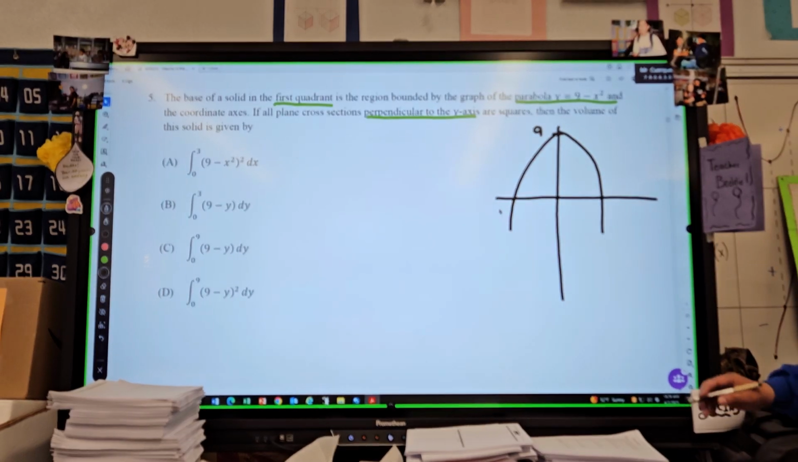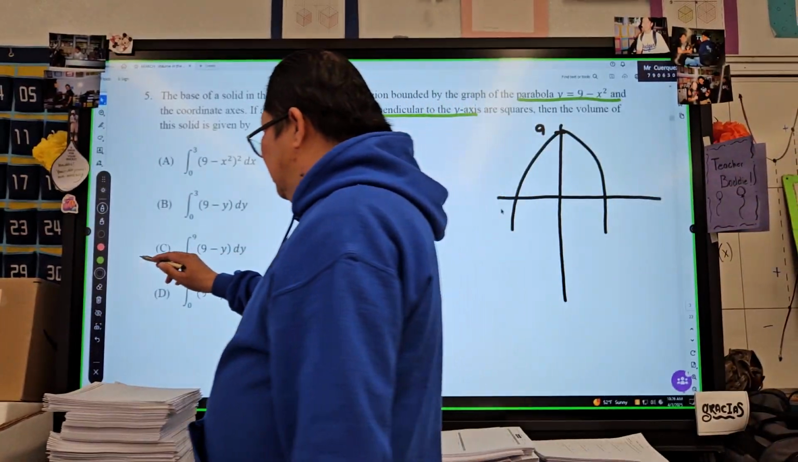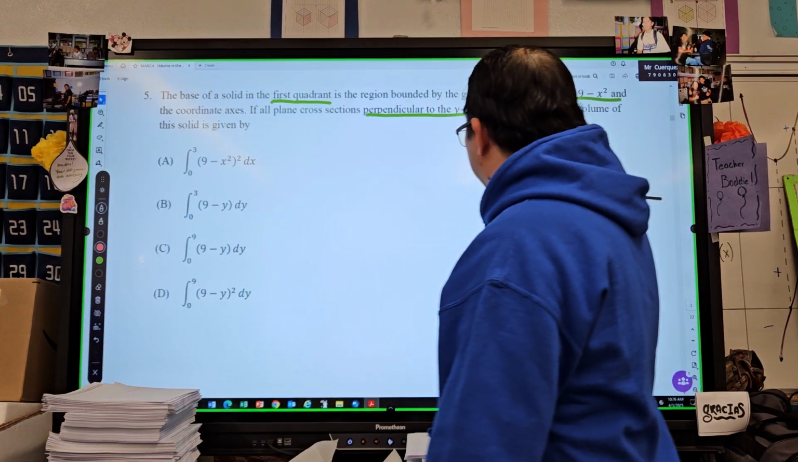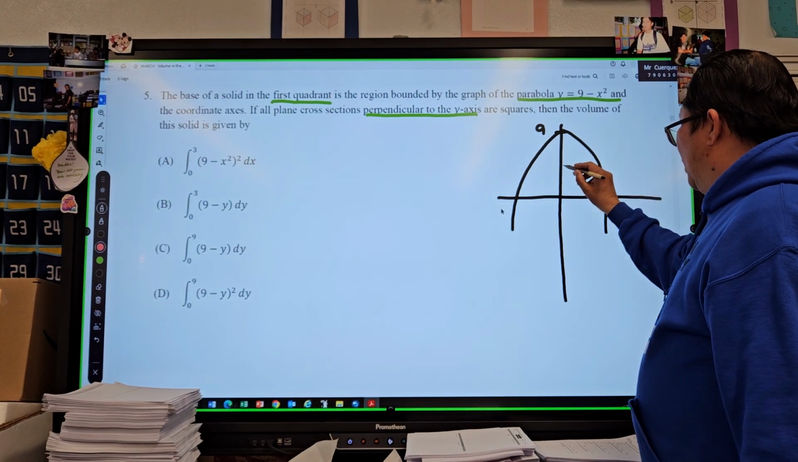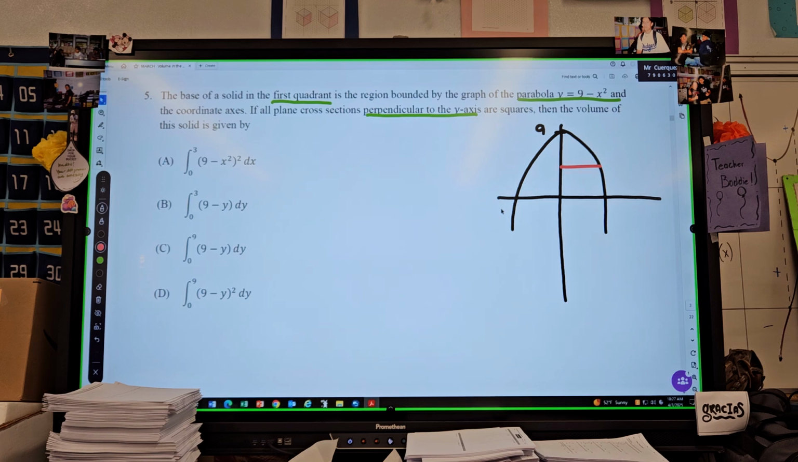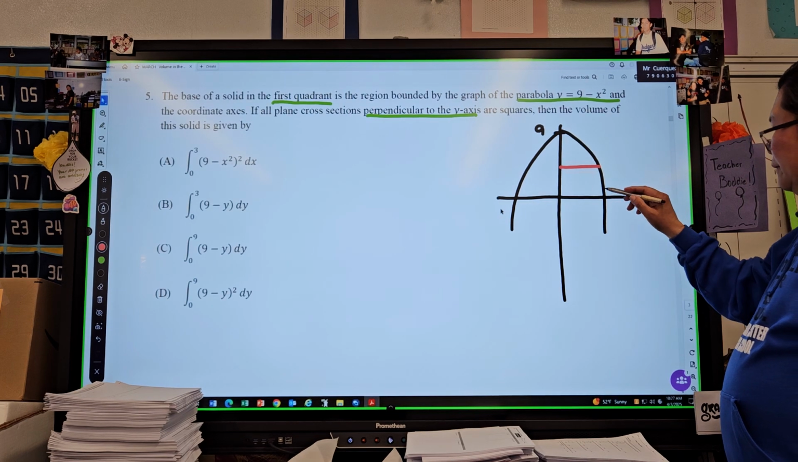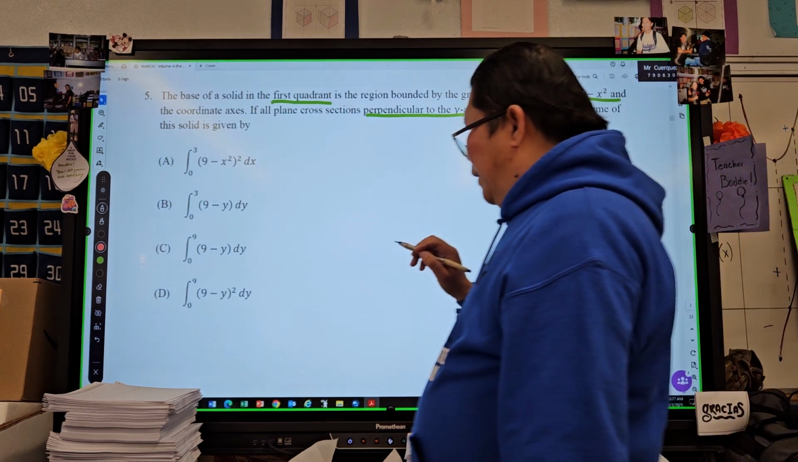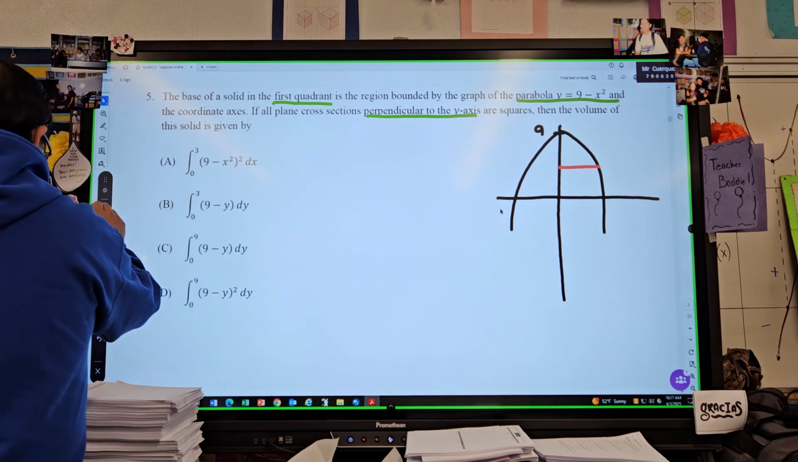Okay, so this implies now that the axis of revolution is along the y. And it is a square, okay? It is a square along the y. Okay, guys?